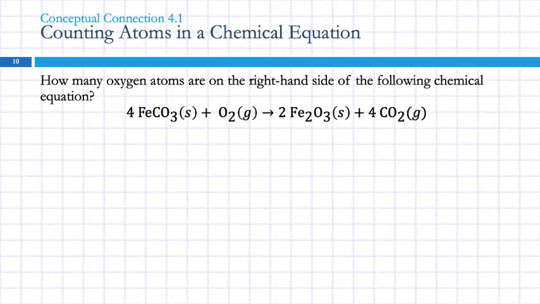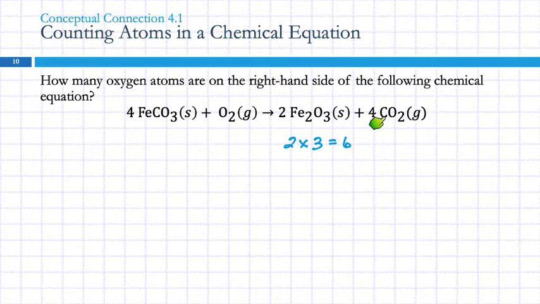Let's practice counting atoms in a chemical equation. This is asking how many oxygen atoms are on the right-hand side of this chemical equation. The right-hand side means to the right of this arrow. This 2 is telling me that there are 2 formula units of this. How many oxygen atoms are in one formula unit? 3. And I have 2 of them. So that's 2 times 3, a total of 6 from this one.